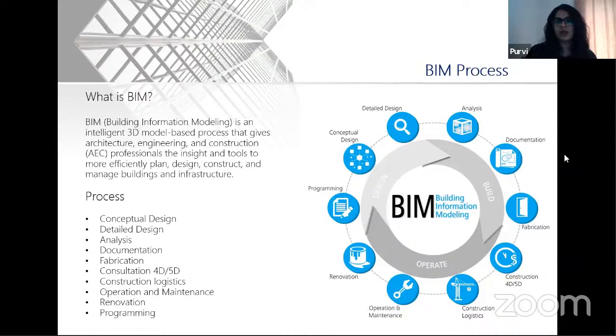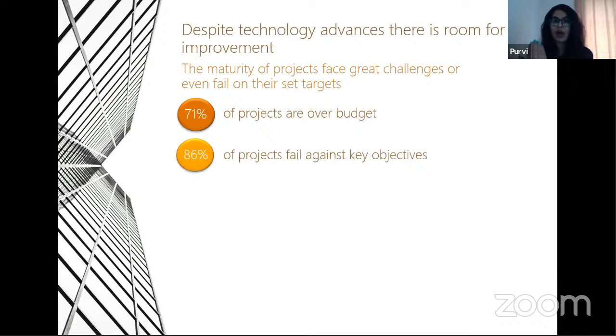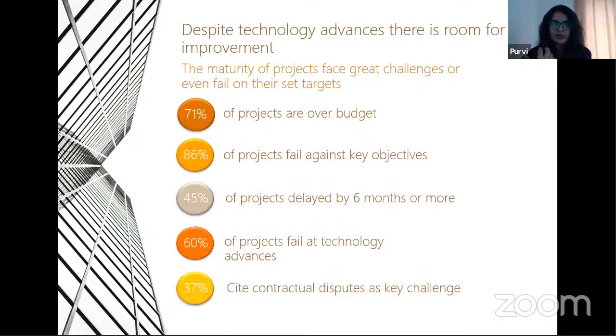So these are a few numbers. Despite the technology advances, and despite the way the technologies are growing, there are still some issues that need to be tackled. So why are we exploring this whole process? Because with the current market rate, 71% of projects are over budget.